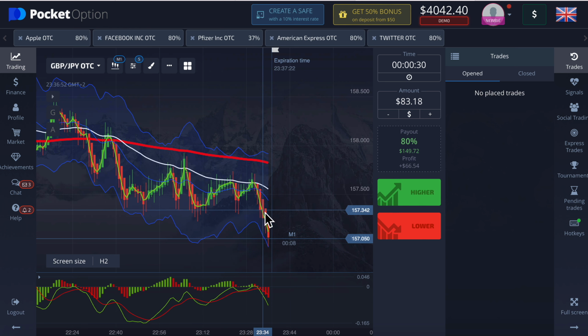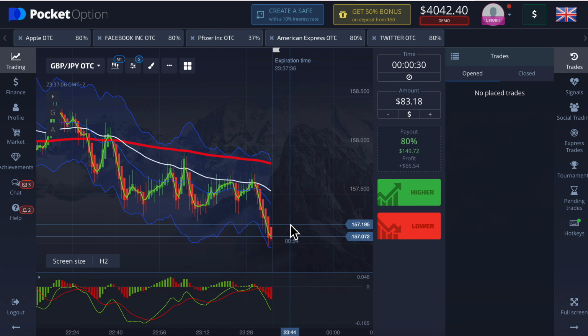I got 1, 2, 3, 4 solid bars right here. And I saw that this had 1, 2, 3, 4 solid bars coming down. So I realized that this was the beginning of a downtrend. And if you realize, there were no back wicks right here. So that's the reason why I took that trade.